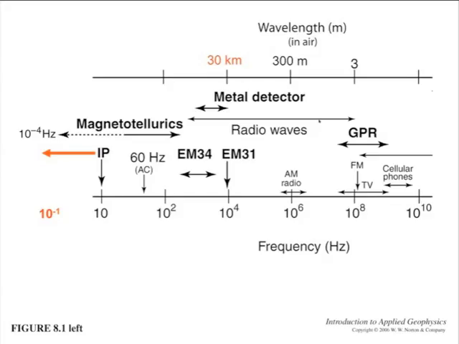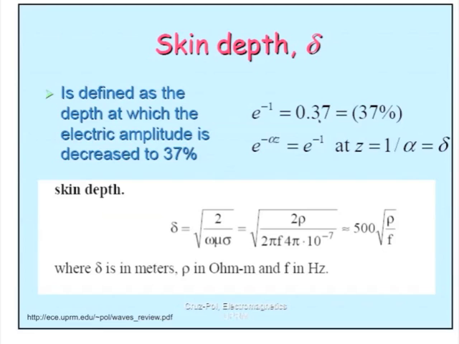Now, why are we talking about the frequency of electromagnetic waves? Why are we concerned about what the frequency is, and why are there so many different geophysical instruments looking at the different parts of the frequency range? It really boils down to this effect called skin depth, which is this small Greek letter delta. It's not a capital delta like you've seen before. That's a small Greek delta.